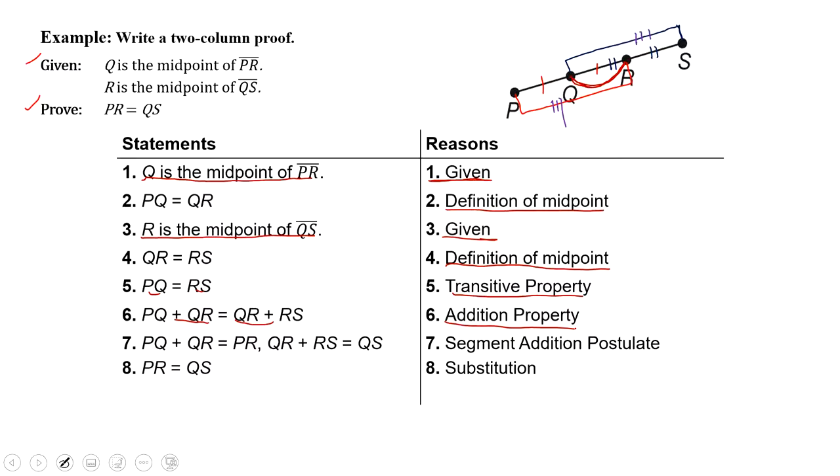So now we know we have true statements there. From there, we can substitute and get rid of the PQ plus QR and the QR plus RS, and you're left with what you were trying to prove: PR equals QS, and your reason there is substitution. And we've done our first two-column proof, proving from a line segment why something's true. Hope that makes sense. I hope it's clear.